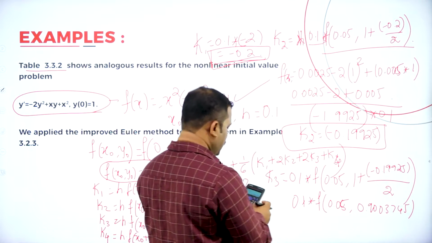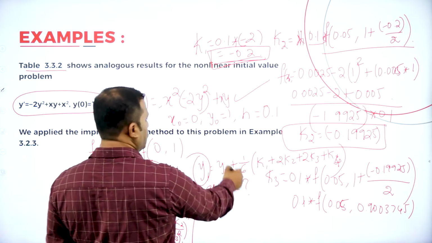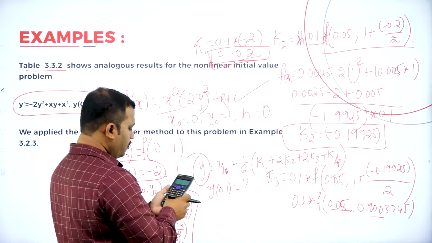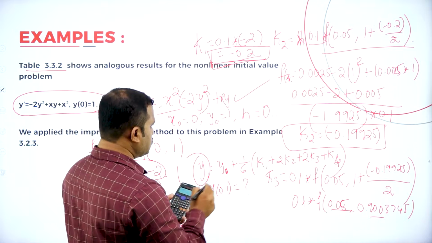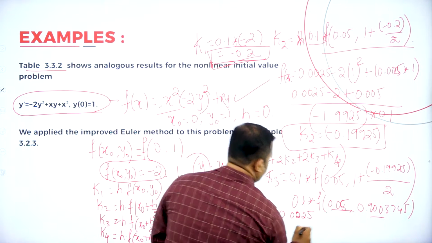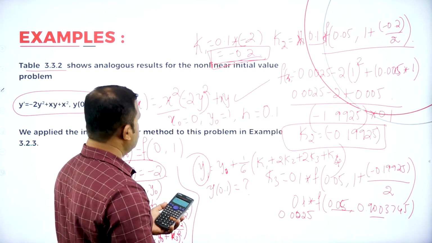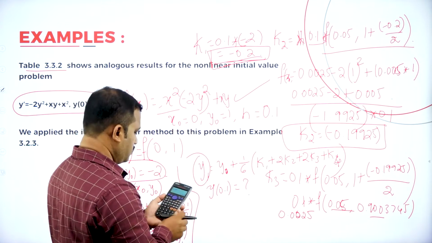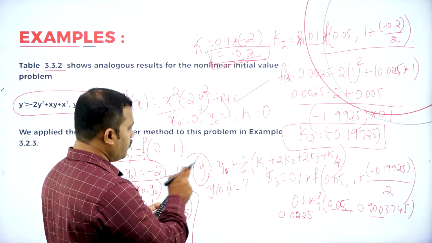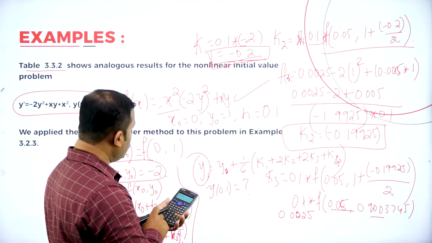If that is the case, we have 0.05 whole square. Let me substitute the values of these x and y into this equation. That is 0.05 whole square, that is 0.0025, minus 2 times y. Y is the value of this. What is the value of that?